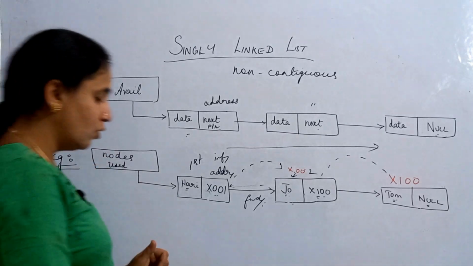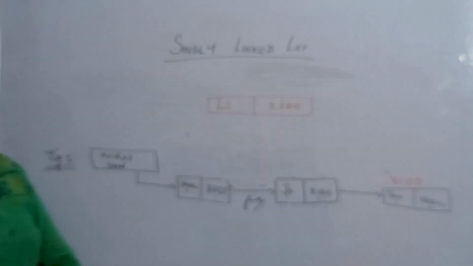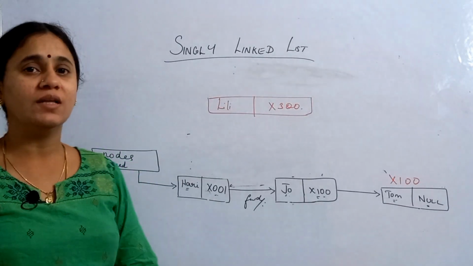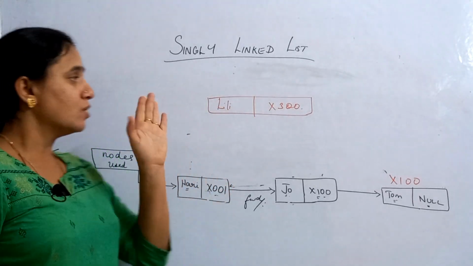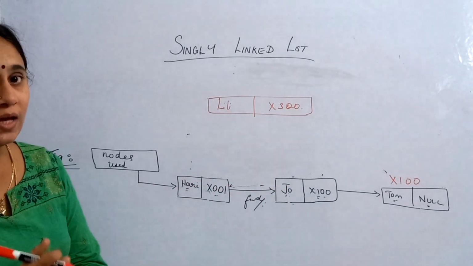So now we will go for the next discussion. A new node is arriving. Okay, for example, as I told in the example, a new person is coming. We are going to insert it in the middle. Okay, the person name is Lily. So he wants to get added in between Hari and Joe. So how can I add it?